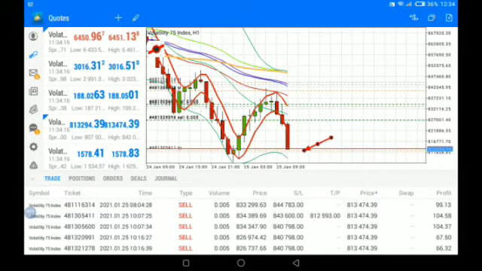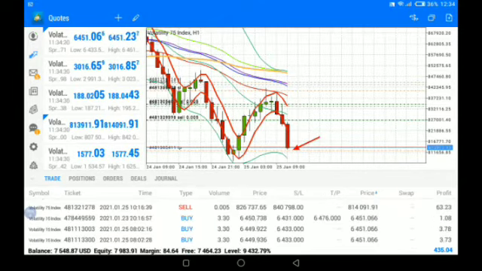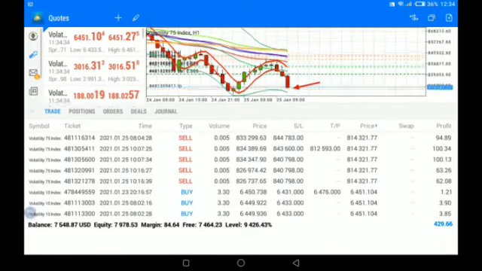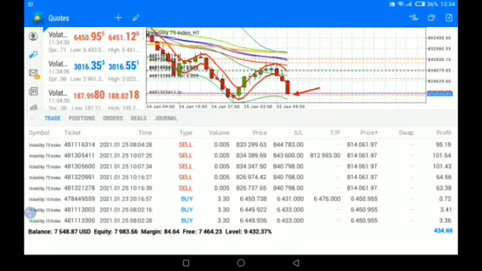This is a very high probability entry. So you can see how to treat high probability setups. This is what we are looking for. These are the profits right now.